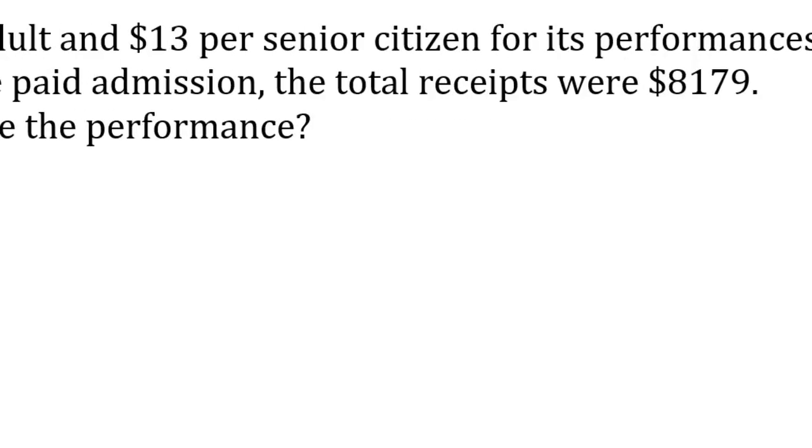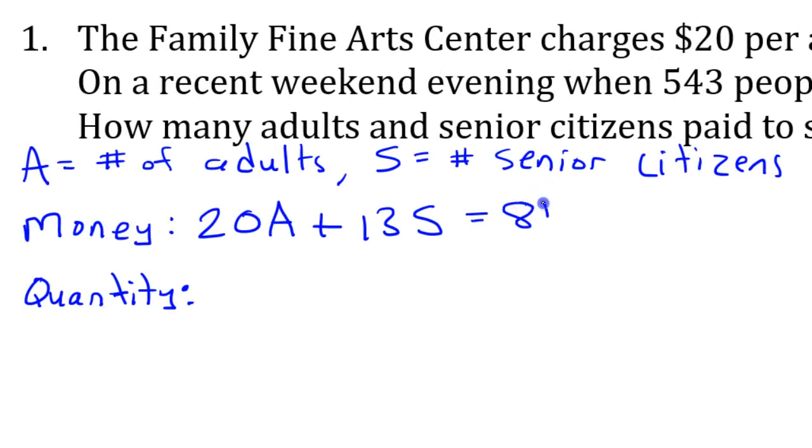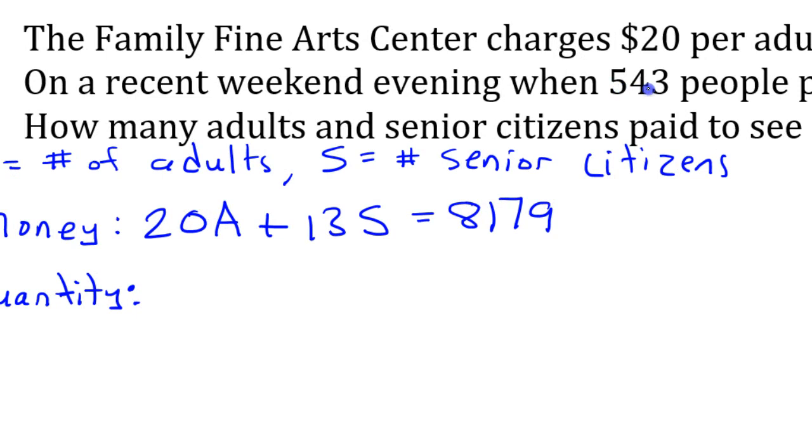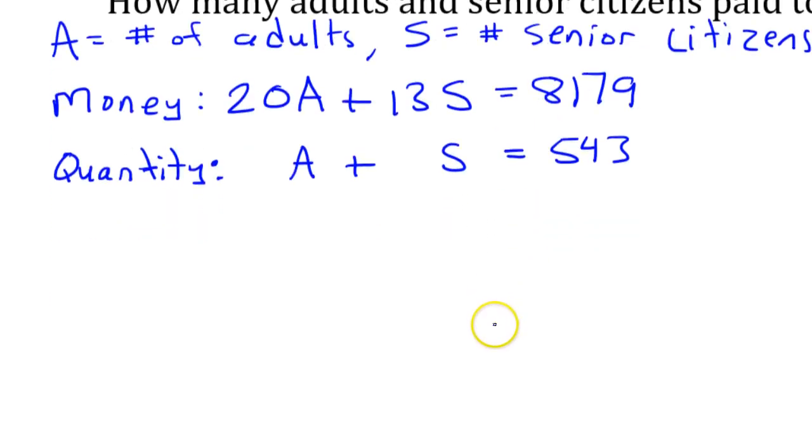And then they told us that the total receipts were $8,179. So money from adults plus money from senior citizens equals the total amount of money. This is the money equation. The quantity equation is usually very simple. They told us that there were a total of 543 people. So that means that the number of adults plus the number of senior citizens should add up to 543. So these are the two equations that we're going to use.